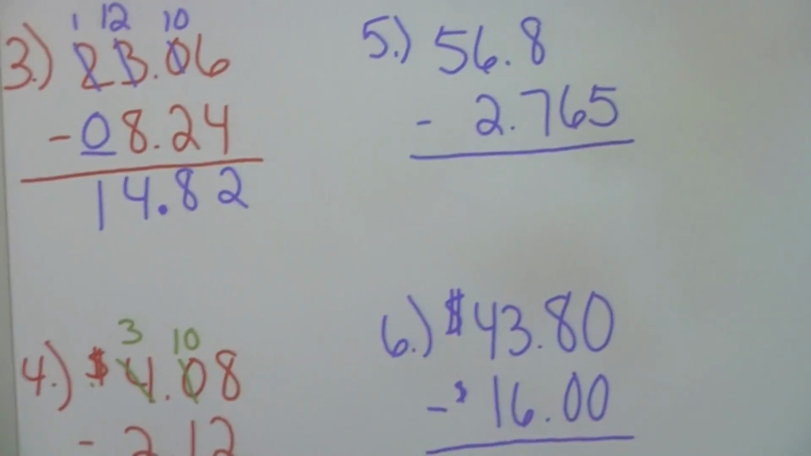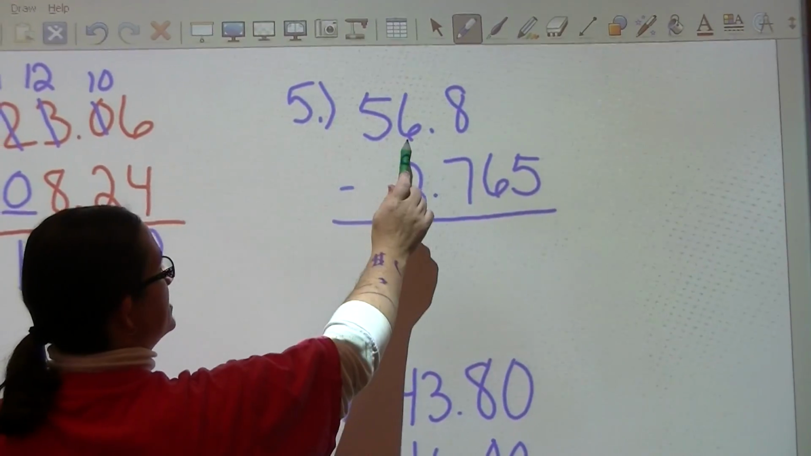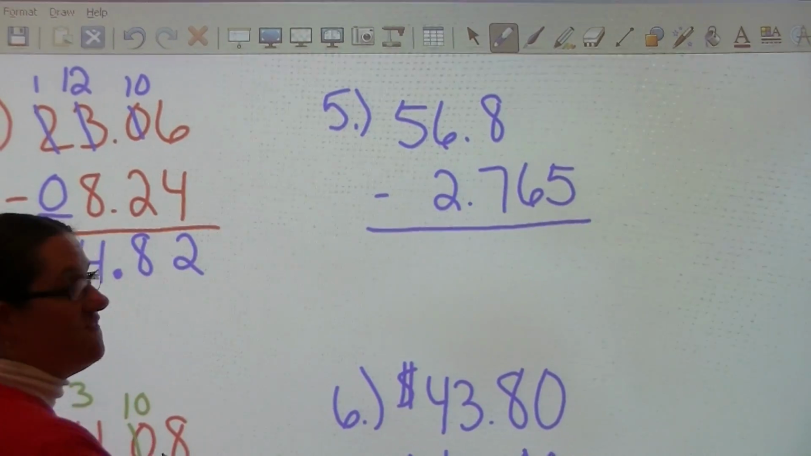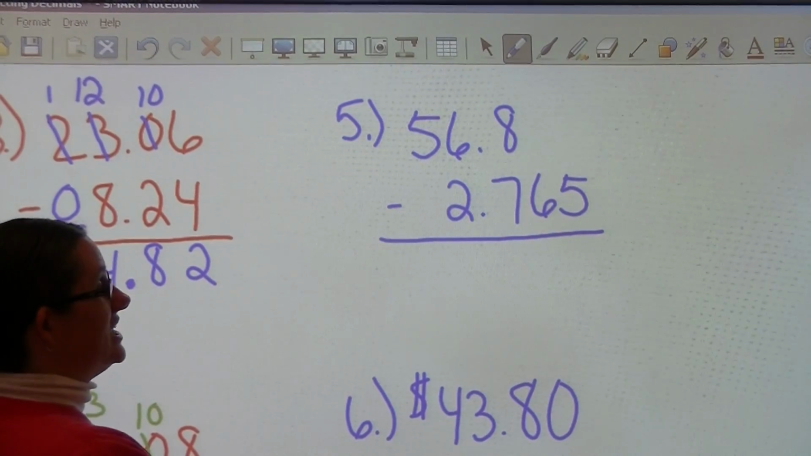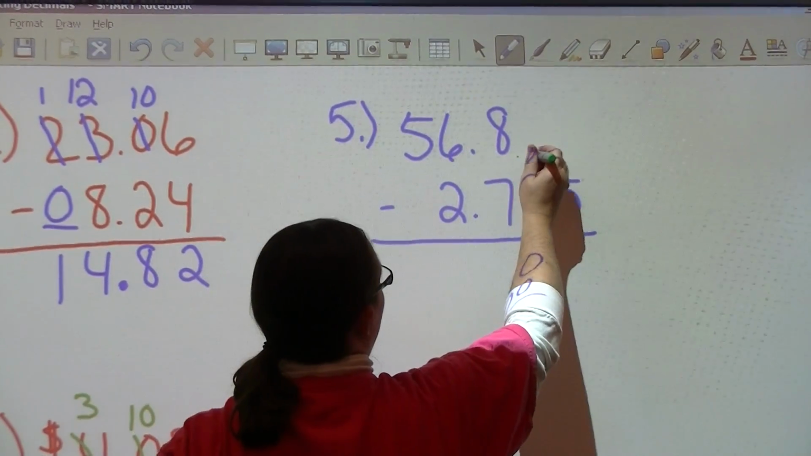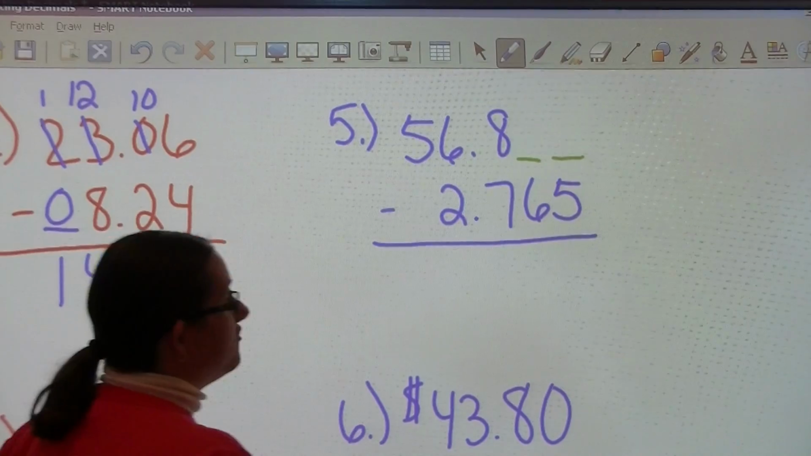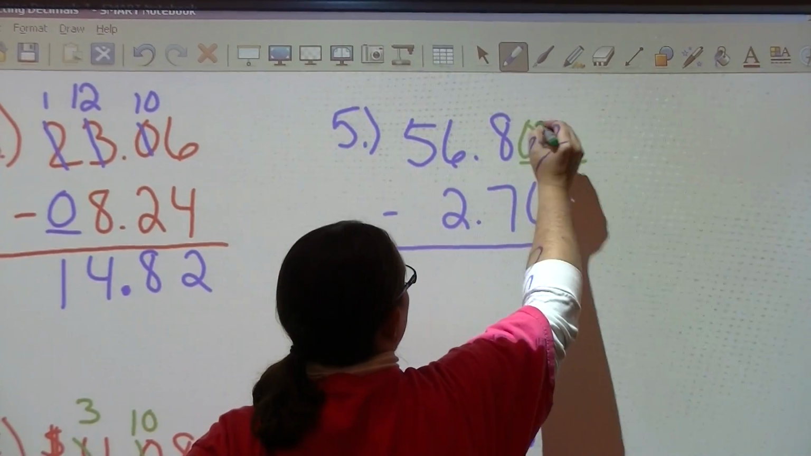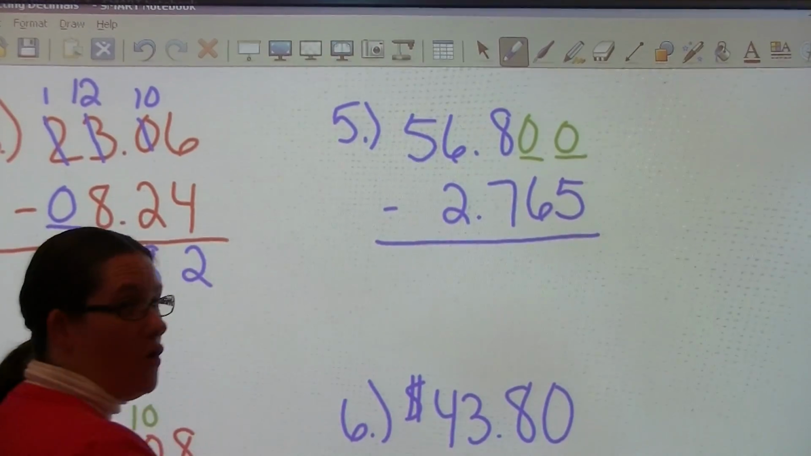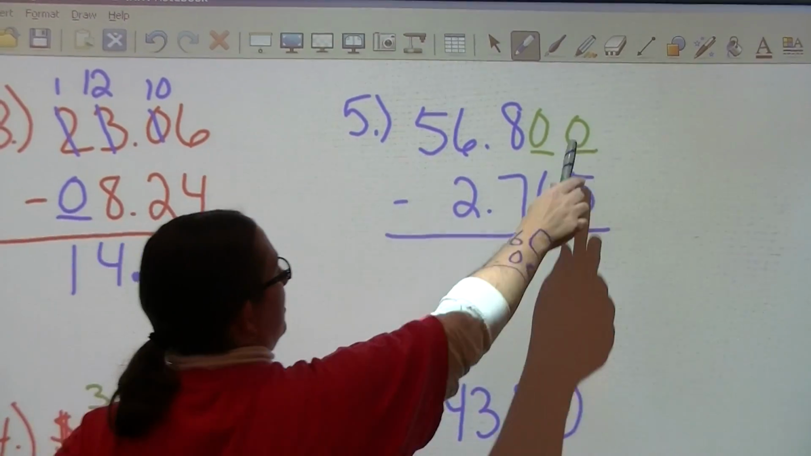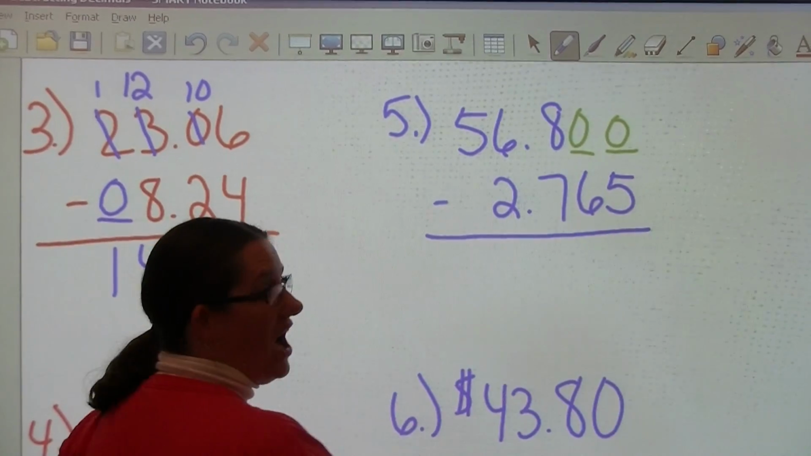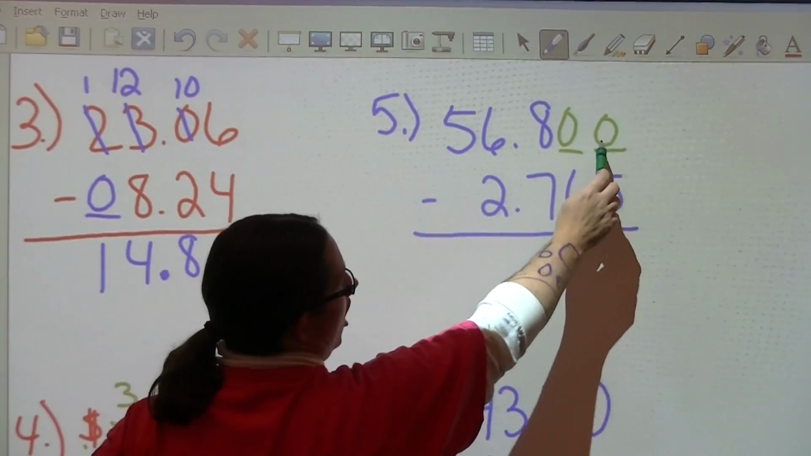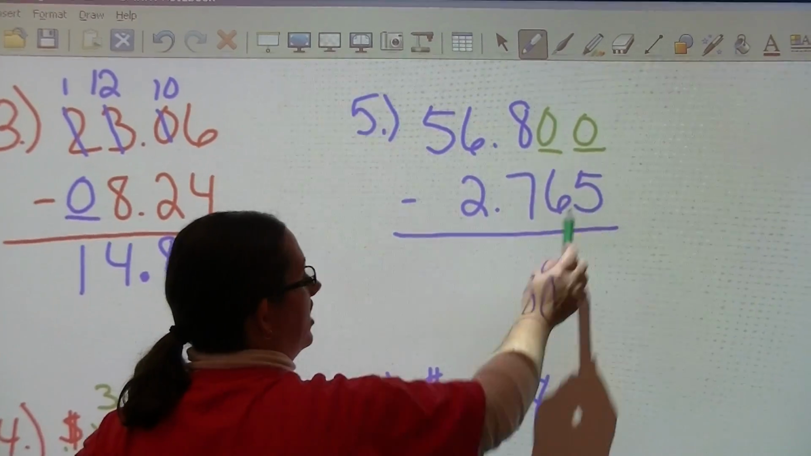All right, let's move to number 5. Here we have 56 and 8/10. Take away 2 and 765 thousandths. Okay, we see here now, this is new to us, but nothing different in steps. I have 2 spaces that we need to add or annex our zeros to hold place value before we start subtracting, because you can't just say this is nothing minus 5 is 5. You have to put your zeros in there to hold place value. So again, let's start all the way to the right. Can we do 0 take away 5?